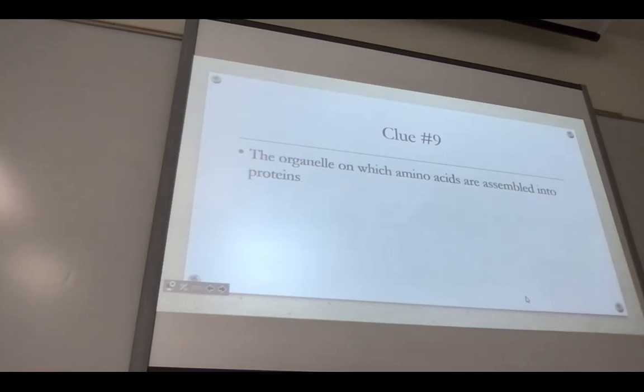All right, number 9, the organelle on which amino acids are assembled into proteins. There's potentially a couple answers here. One you may have already crossed off. There's one specific one that's the most obvious.